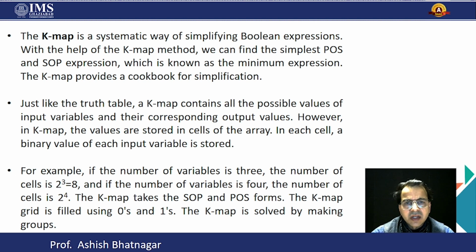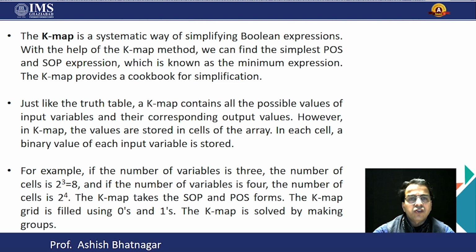Just like the truth table, a K-map contains all possible values of input variables and their corresponding output values. However, in the K-map, the values are stored in cells of the array. In each cell, a binary value of each input variable is stored. For example, if the number of variables is 3, the number of cells is 2 raised to the power 3, which is equal to 8.